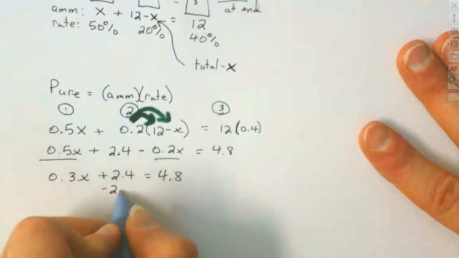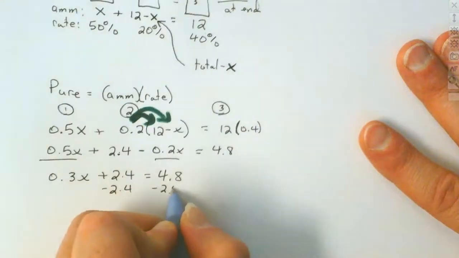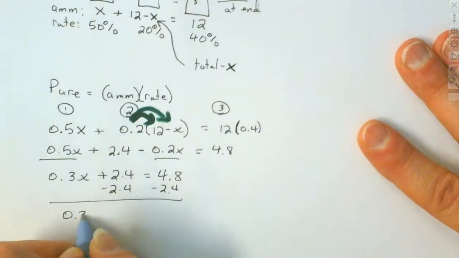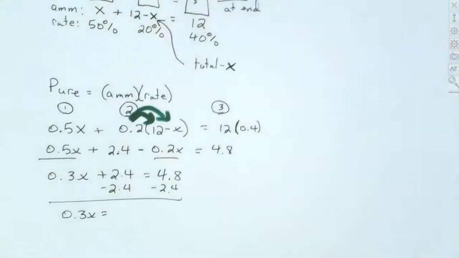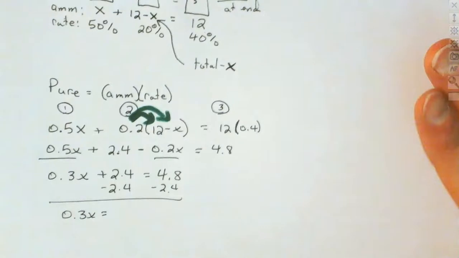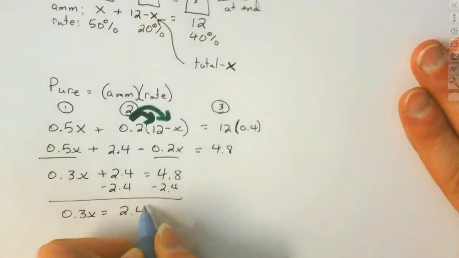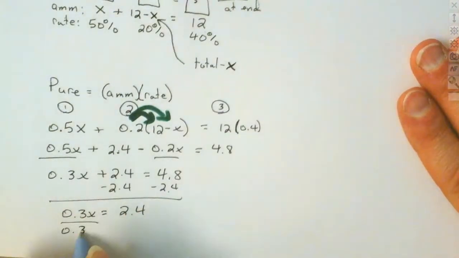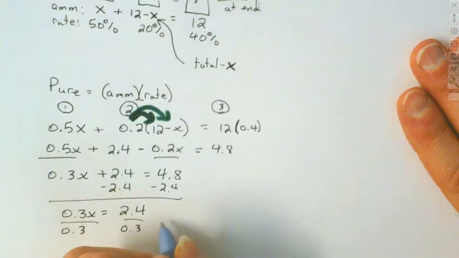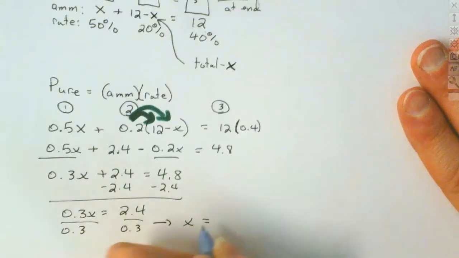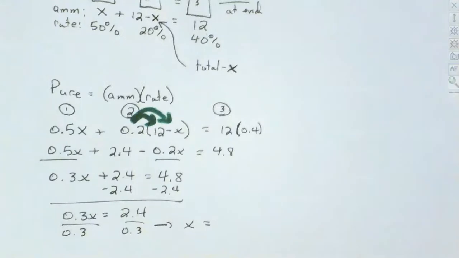We'll move that 2.4 over. So 0.3x equals now 2.4. Divide by the 0.3. And that leaves you with x equaling now 8.